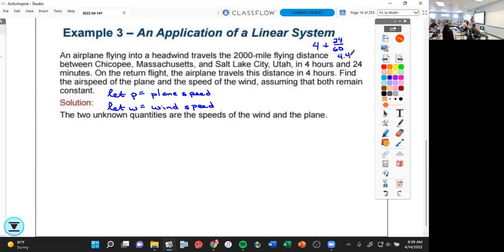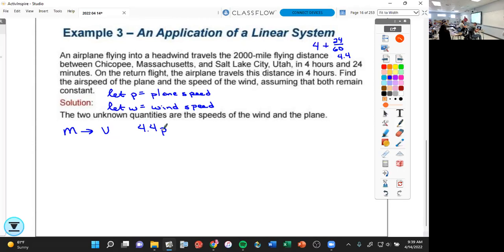Okay, so we're going from Massachusetts to Utah. And yes, I'm ignoring the name of the city in Massachusetts. I'm okay with Salt Lake City. I guess Chicopee, I don't know. Okay, so here we go. Massachusetts to Utah. We have 4.4, that's the time, times the rate. That's how far the plane is going to go, correct?